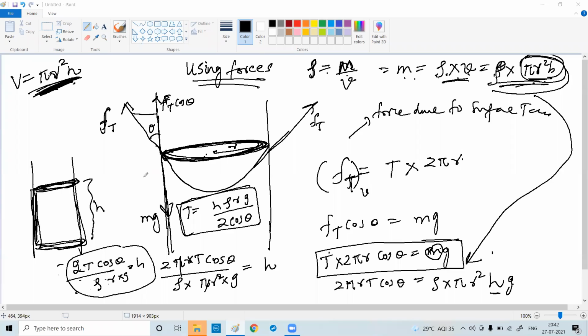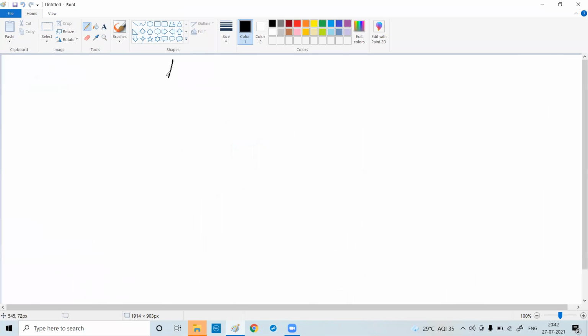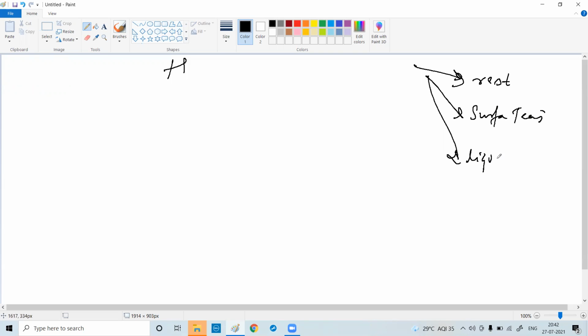So we will end the class today, and we will finally start the new topic that is called hydrodynamics. This chapter can be segregated into 3 parts. One is liquids at rest, surface tension, and finally liquids in motion, which is called hydrodynamics.